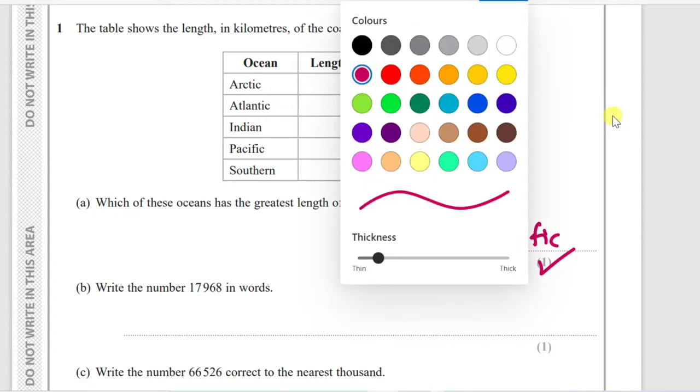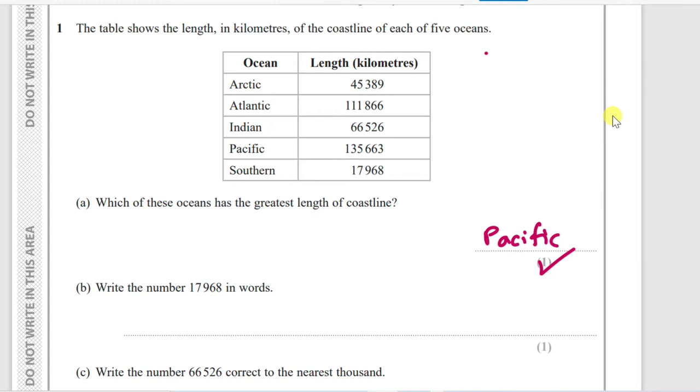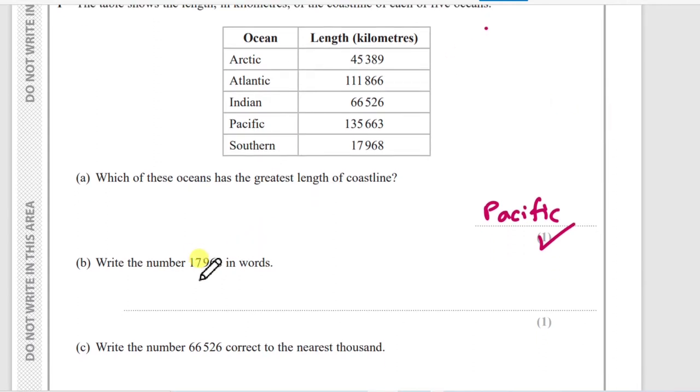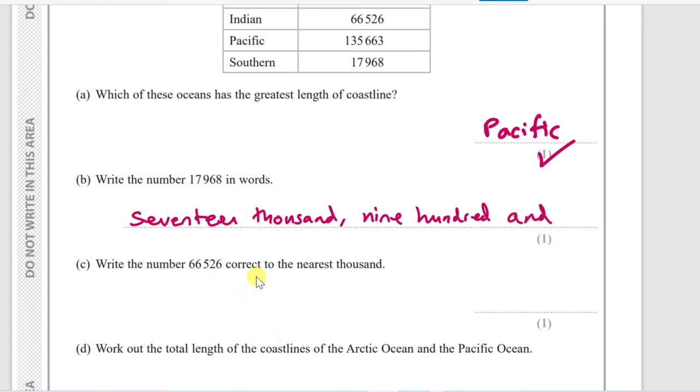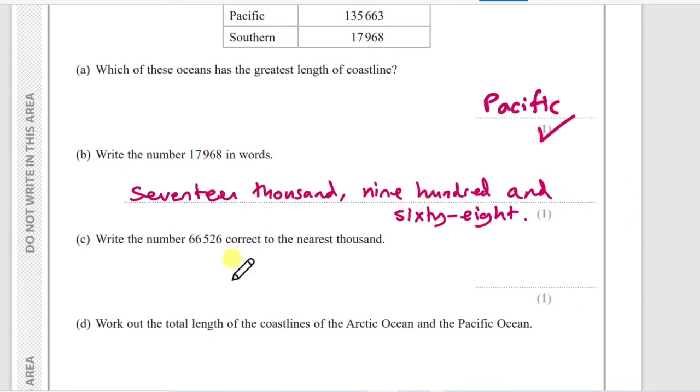That's it. I'm going to make this font a bit skinnier. It's way too big. Now, write the number 17,968 in words. Let's write this together. 17, and spelling's not a big deal. 1,900, so always put a comma there after 17,000. 900 and, you must say and, 68. You don't have to put a hyphen or a dash, it's just optional, but I'd rather. So 17,968.